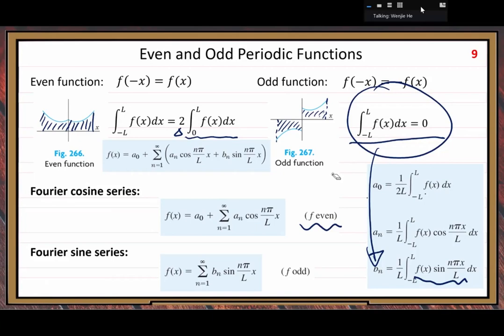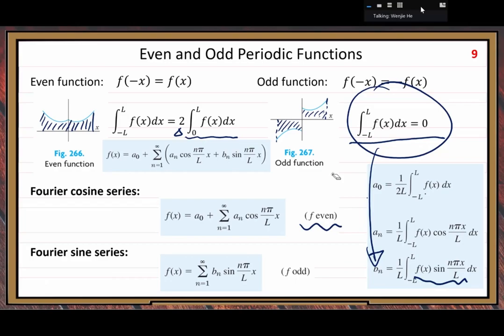So far at this point, we derived the formulas for the Fourier series given a function. So we have formulas, we can calculate the coefficients of the Fourier series. All right. So this is the general formula.